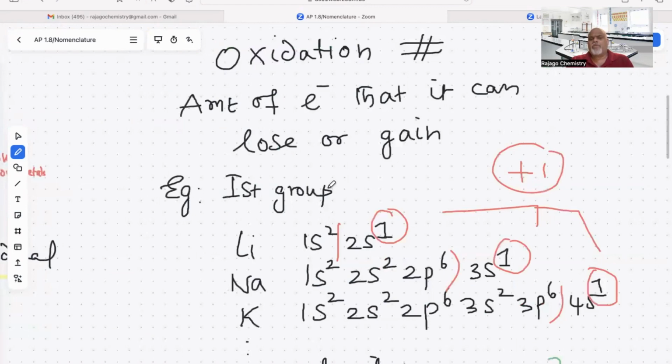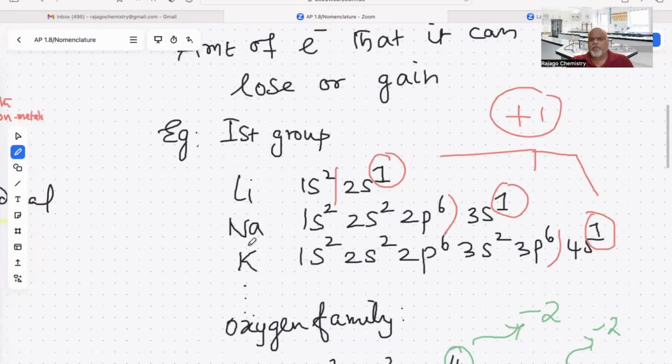If you take the first group, lithium, sodium, potassium, rubidium, cesium, francium, look at the electronic configuration: lithium is 1s2 2s1, sodium is 1s2 2s2 2p6 3s1, and potassium ends with 4s1, then 5s1, 6s1, and so on. They can lose only the last one electron, and they don't want to lose any more electrons from a filled shell. So the oxidation number of the first group is always +1.